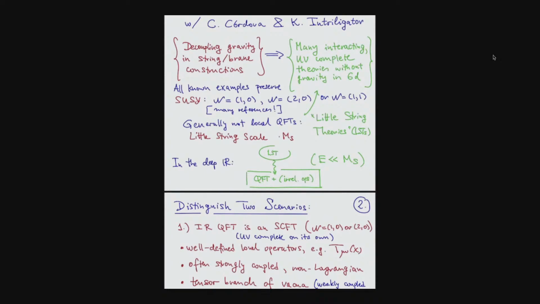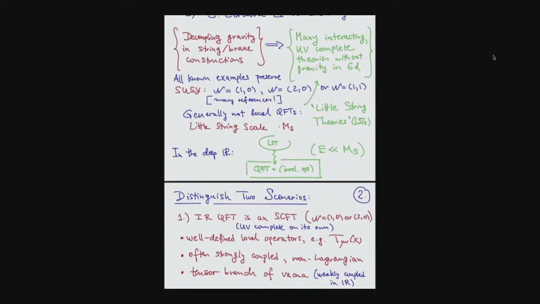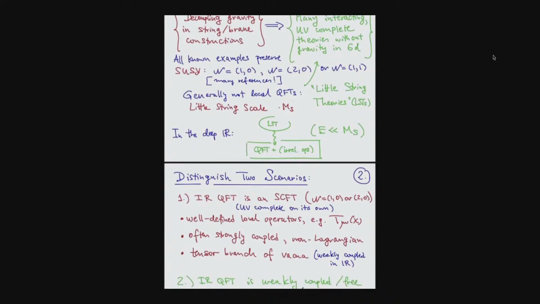Now, when you take such a decoupling limit, depending on how you take it, the non-gravitational theory you get is typically not a local quantum field theory. Instead, generically, what you land on is what's now called a little string theory. Little string theory is characterized by a mass scale, a little string mass scale M string, and only in the deep IR below that mass scale does it flow to a conventional quantum field theory, or effective quantum field theory, deformed by irrelevant operators.